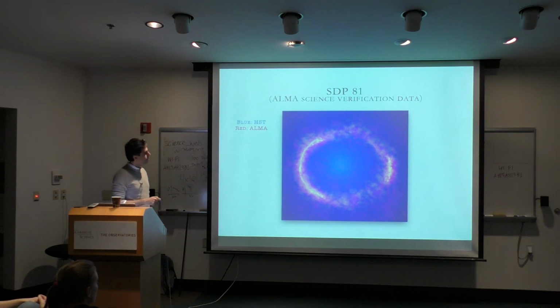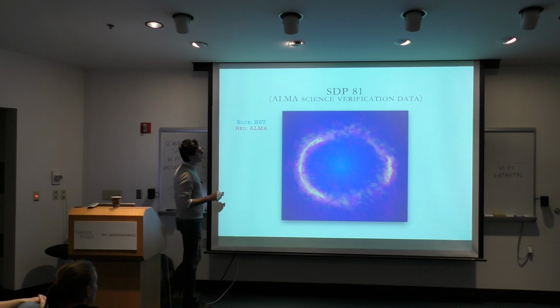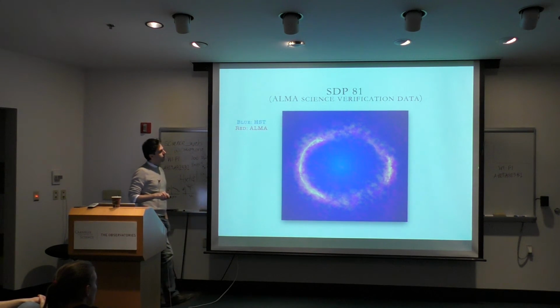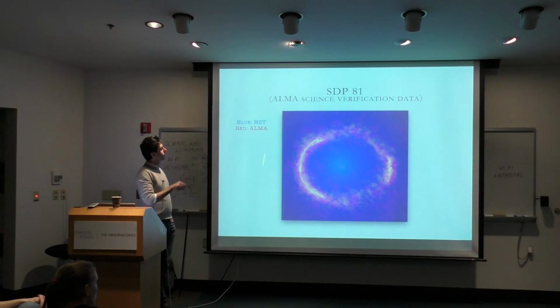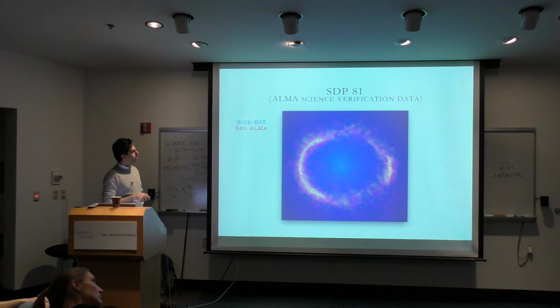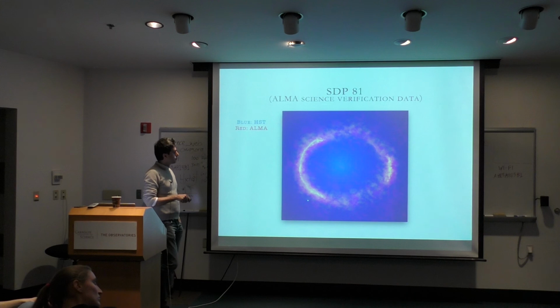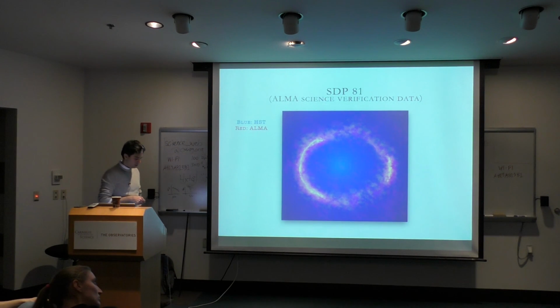So now I jump to talking about data. This is SCP-81. What you are looking at is a strong lens. Blue is the HST image of the lens, so that's stellar light that goes way beyond this. Red is the ALMA image of the background source, basically the dust continuum in band 6 in this case, I think.